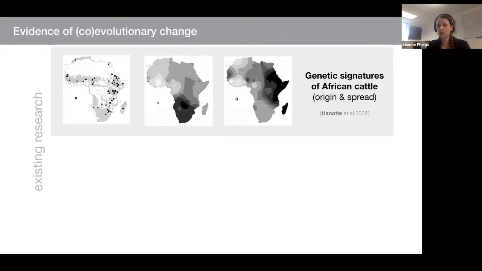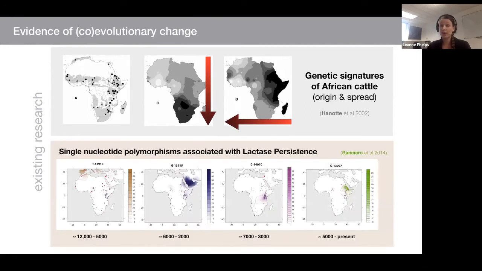To give you some examples of what kinds of evolutionary changes are happening, we have changing genetic signatures of, for example, African cattle. So as animals were spreading north to south, we get these genetic signatures that change relative to that. There was also a later introduction of a new kind of cattle, zebu, that came from east to west, and we can see that also reflected in the genetics. And perhaps one of the most interesting changes that happened around this time was the development of lactase persistence in people. So as domestic animals were spreading across the continent, people were developing an ability to digest milk products in association with that.